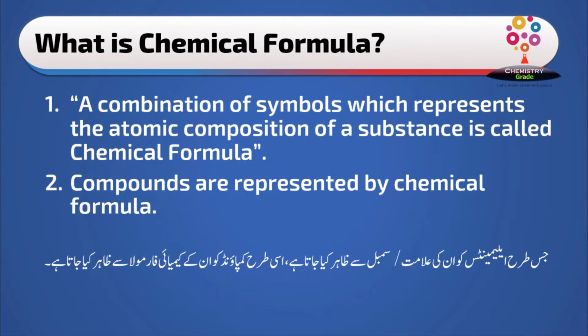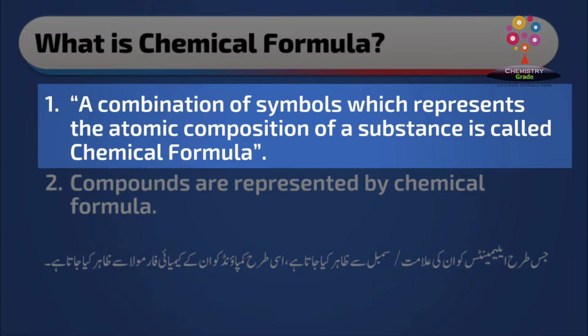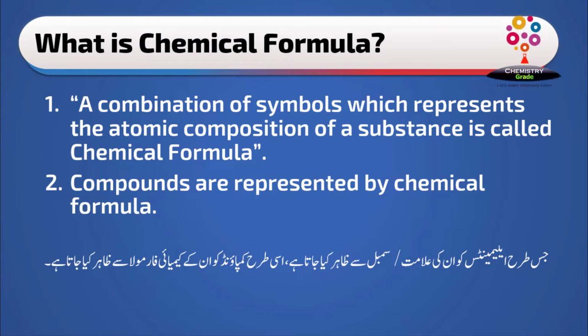First question is, what is chemical formula? It is very important to know what a chemical formula is, because most of the students have different concepts related to a chemical formula. So here I am going to explain it. A combination of symbols which represents the atomic composition of a substance is called chemical formula. So atomic composition, how it is made. Compounds are represented by chemical formula. So it will tell us that a compound consists of which type of elements and their atoms.